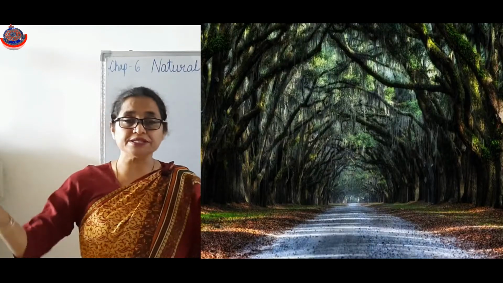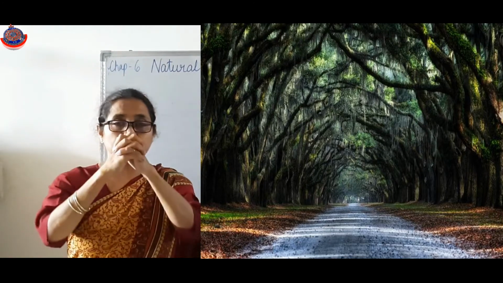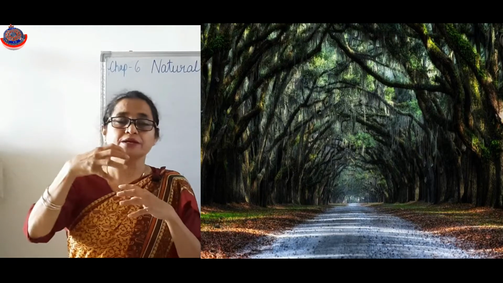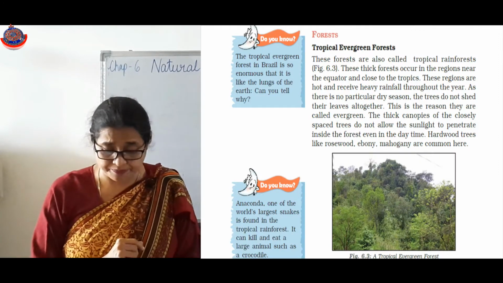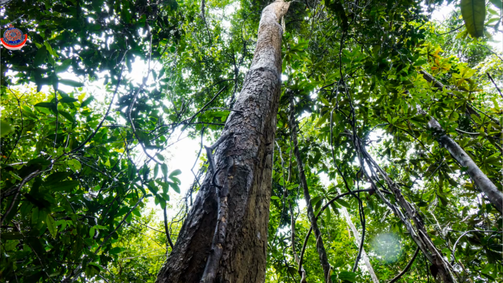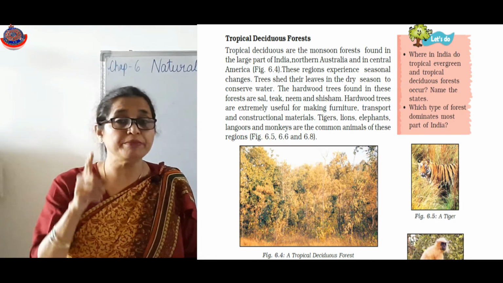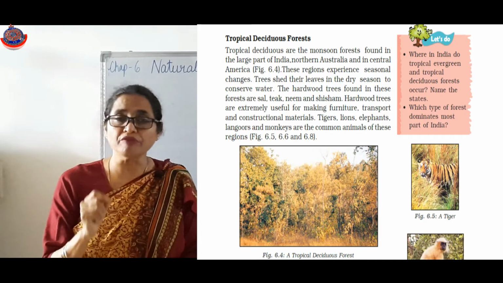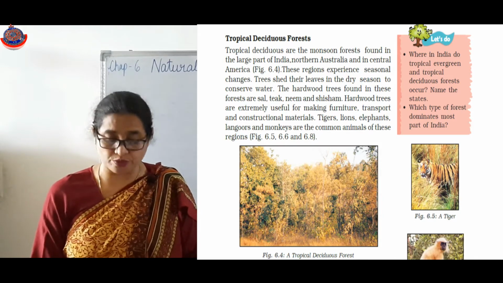Now, what are canopies? Canopies are huge, thick intermingling of trees with each other, right? Now, these canopies stop the sunlight from reaching the bottom of the forests, even during the daytime. Hardwood trees like rosewood, ebony, mahogany are very, very common here. Now remember, when you will be making your notes, you should note down the important features of these kinds of forests.